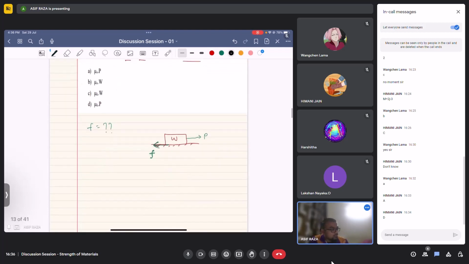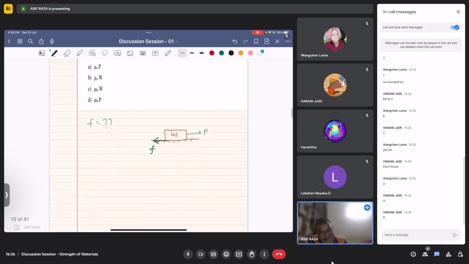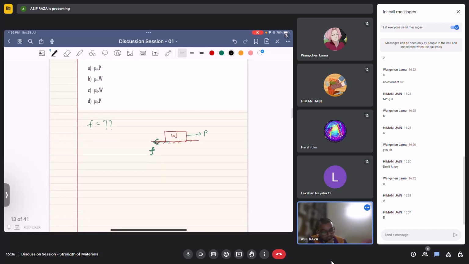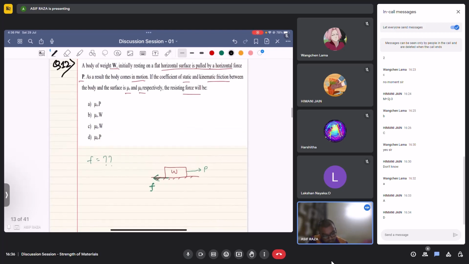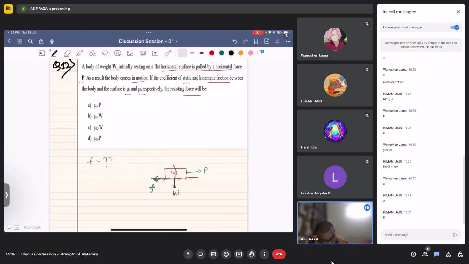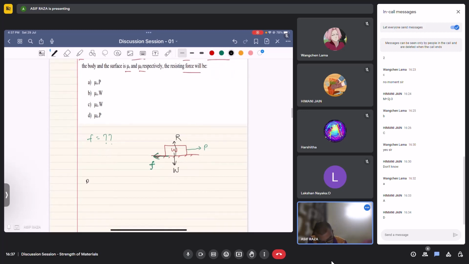Okay, I'll solve it when you guys are having doubt. Since this body is having a weight, the body force, gravitational force weight is W acting downwards. Consequently, the ground will give a reaction force R, right? And what would this R be equal to? W.